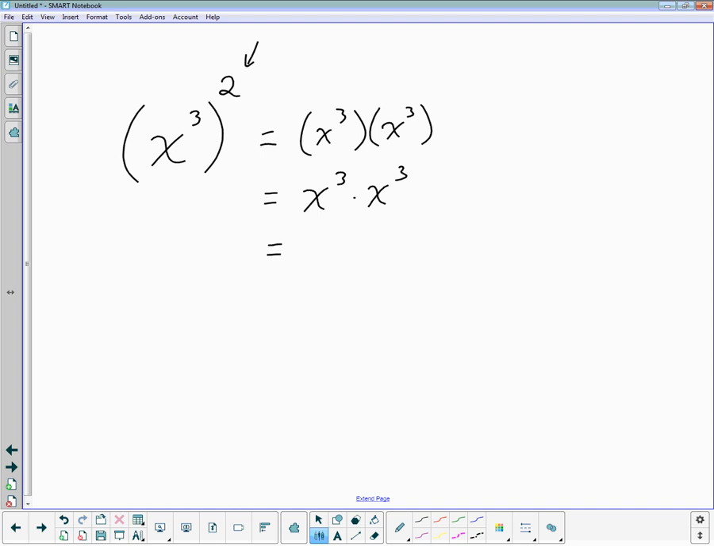So altogether, how many x's am I going to have in this problem? How many? I get how many from the first batch? And how many from the second batch? Altogether, how many do I have? 6. What happened with my exponents? I multiplied them. I have 2 groups of 3. You see?